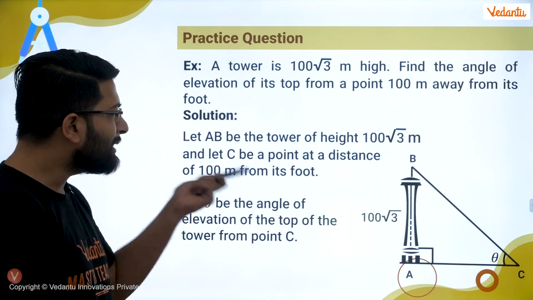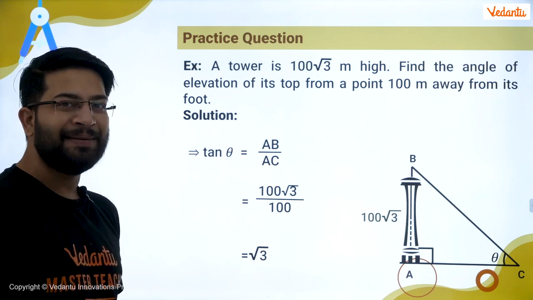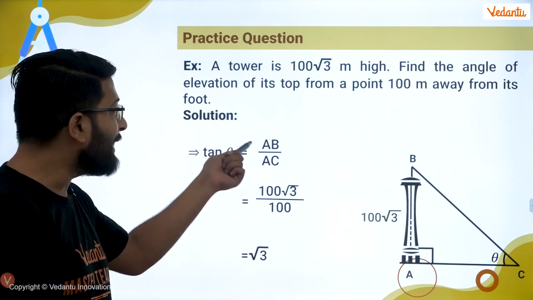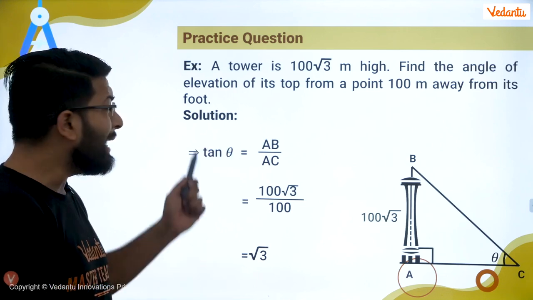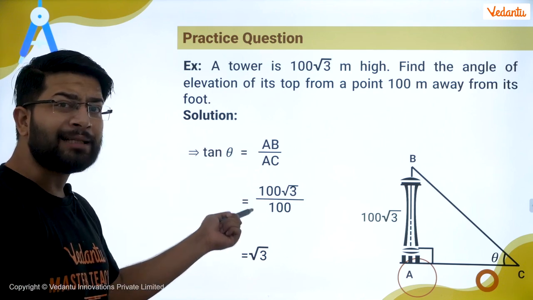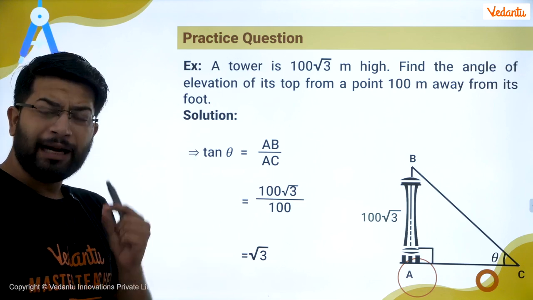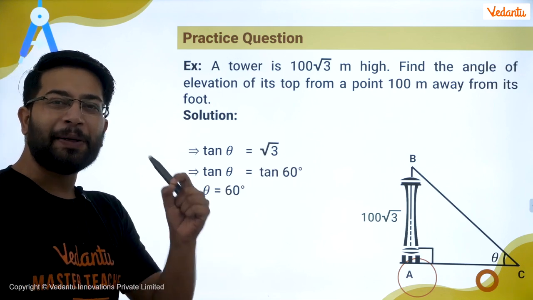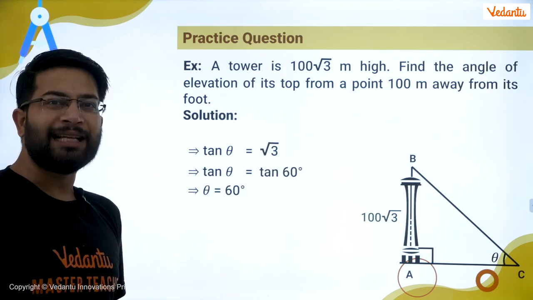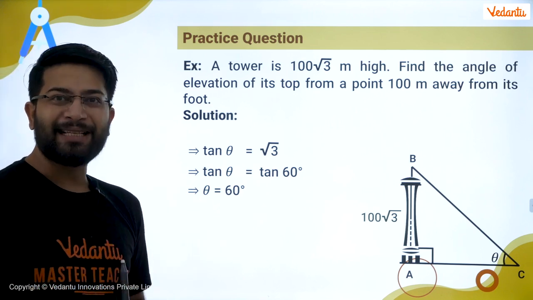So we can see in this figure that we can apply tan theta in the triangle ABC. Tan theta is what? Perpendicular upon base. I know that my perpendicular is 100√3. My base is 100, given in the question. So tan theta equal to √3. And we know that tan theta is equal to √3 when theta is equal to 60 degrees. And hence we get the answer. I hope it is clear to you.